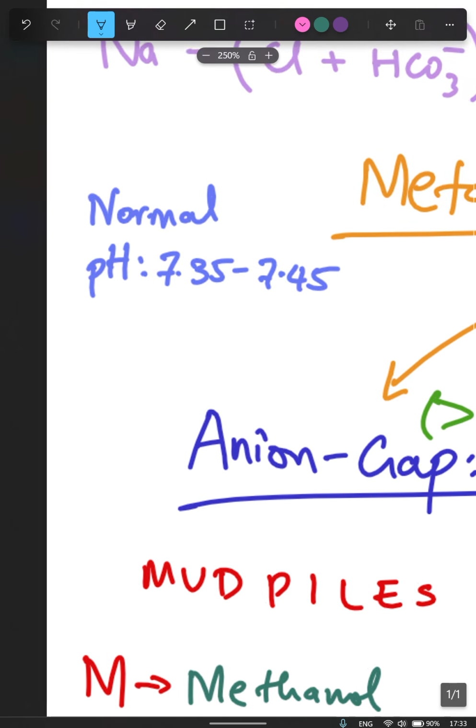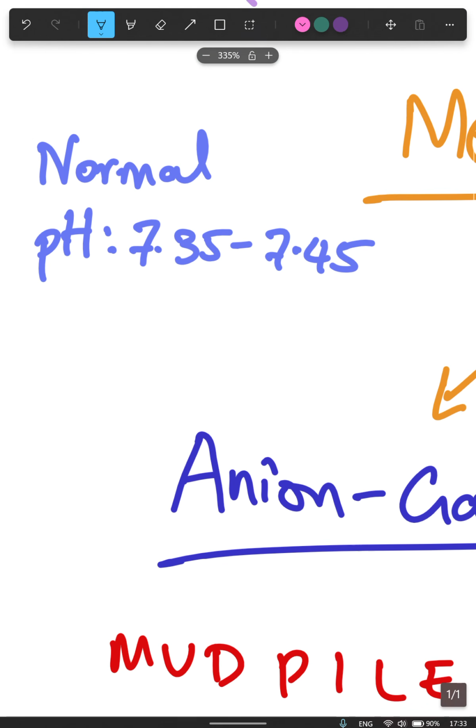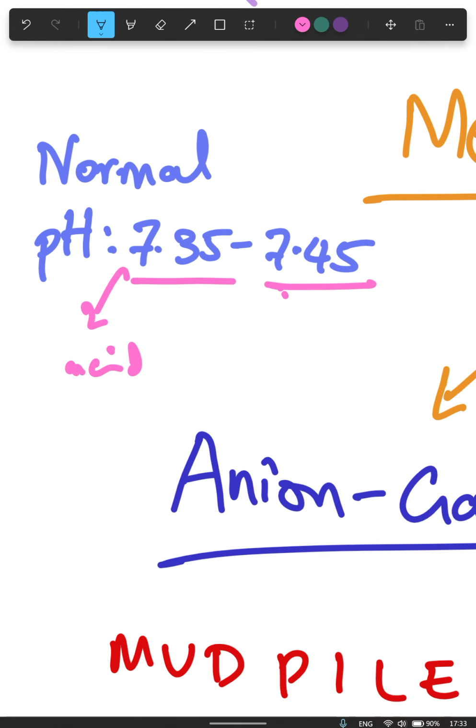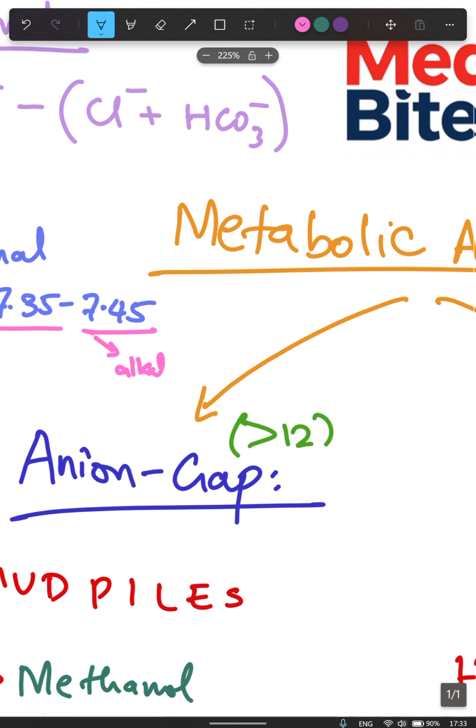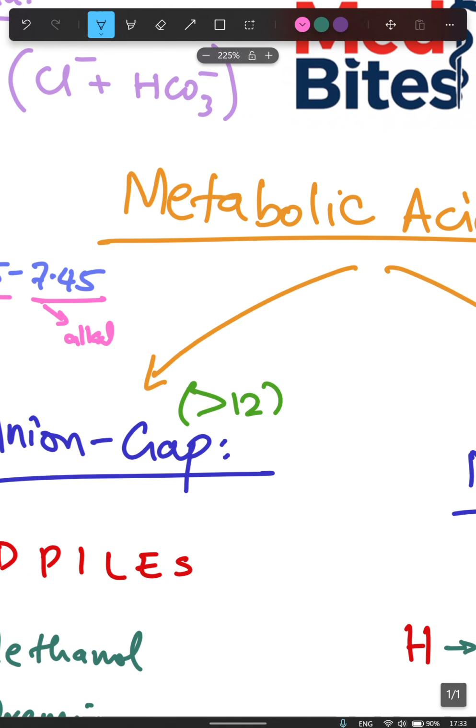Now, your body needs to maintain your blood pH within a very narrow range, 7.35 to 7.45. Below this, acidemia. More than this, alkalemia. Okay, now acid-base disorders can either be respiratory or metabolic in nature.